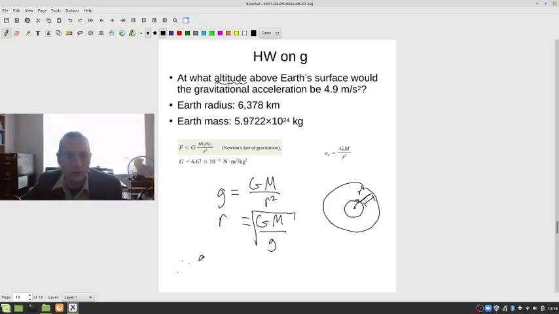So your altitude, in this case, would be your R minus the radius of the Earth. And so when you put these numbers in, make sure you're keeping your units consistent. So you want to have your R be in meters, and then when you subtract off the radius of the Earth, make sure that that is also in meters.